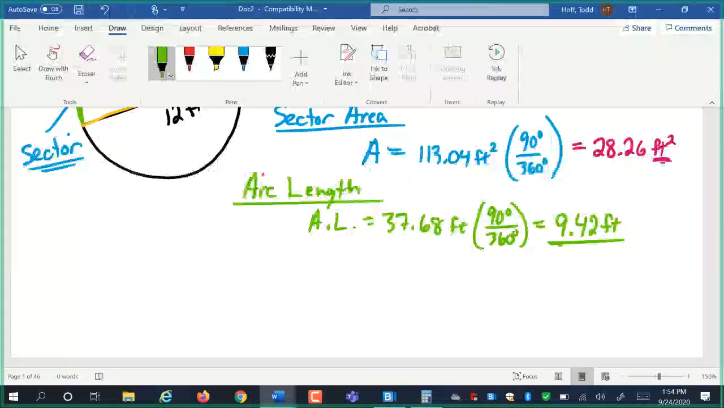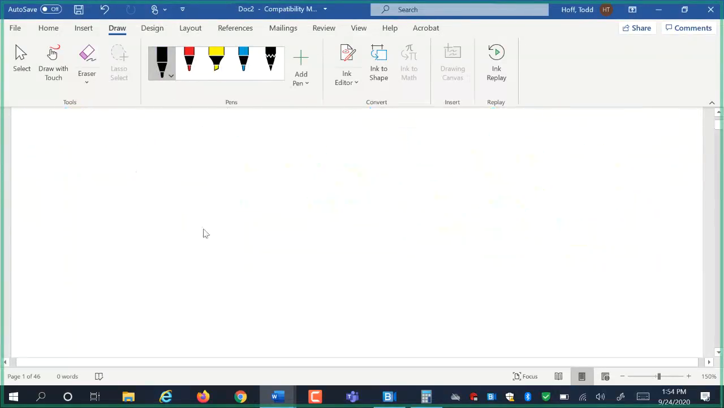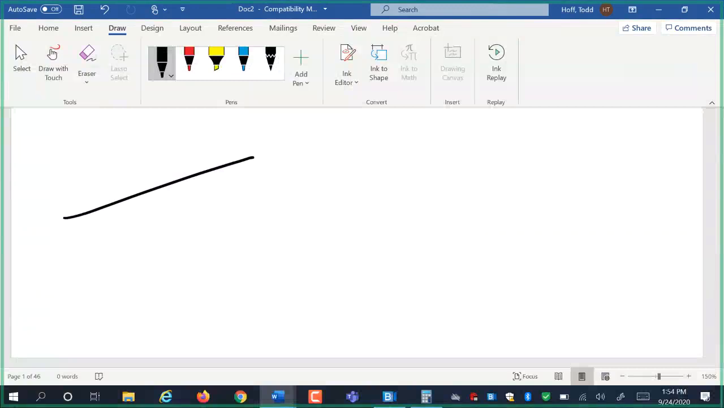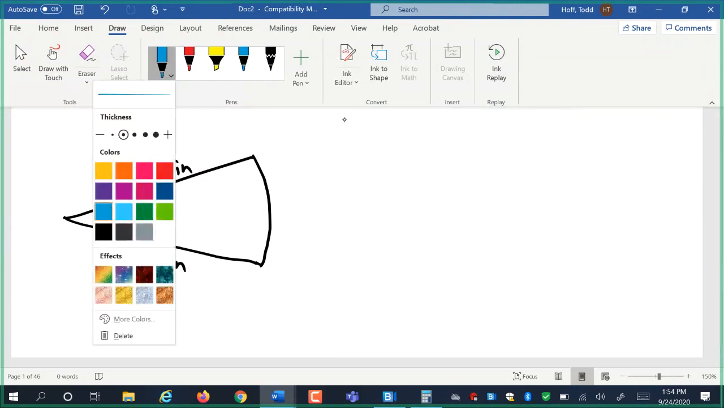That is the length of that arc. So let's take a look at an example here that's just the arc rather than having the full circle. Let's say that we know that this here is 20 degrees, and let's say we have 12 inches for the radius. Now, by knowing that both of those sides are 12 inches, that assures us that this is a sector of a circle. Find the sector area.